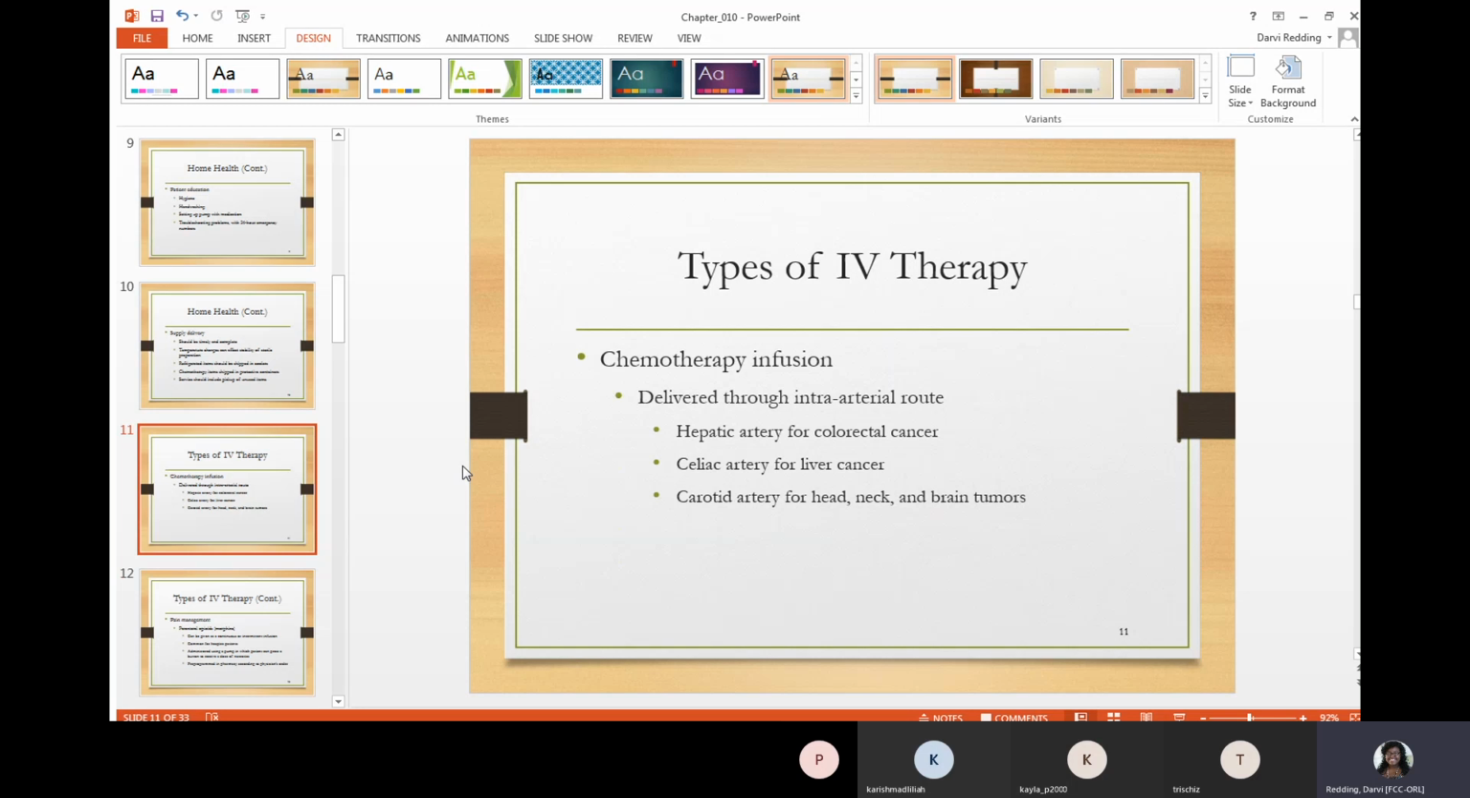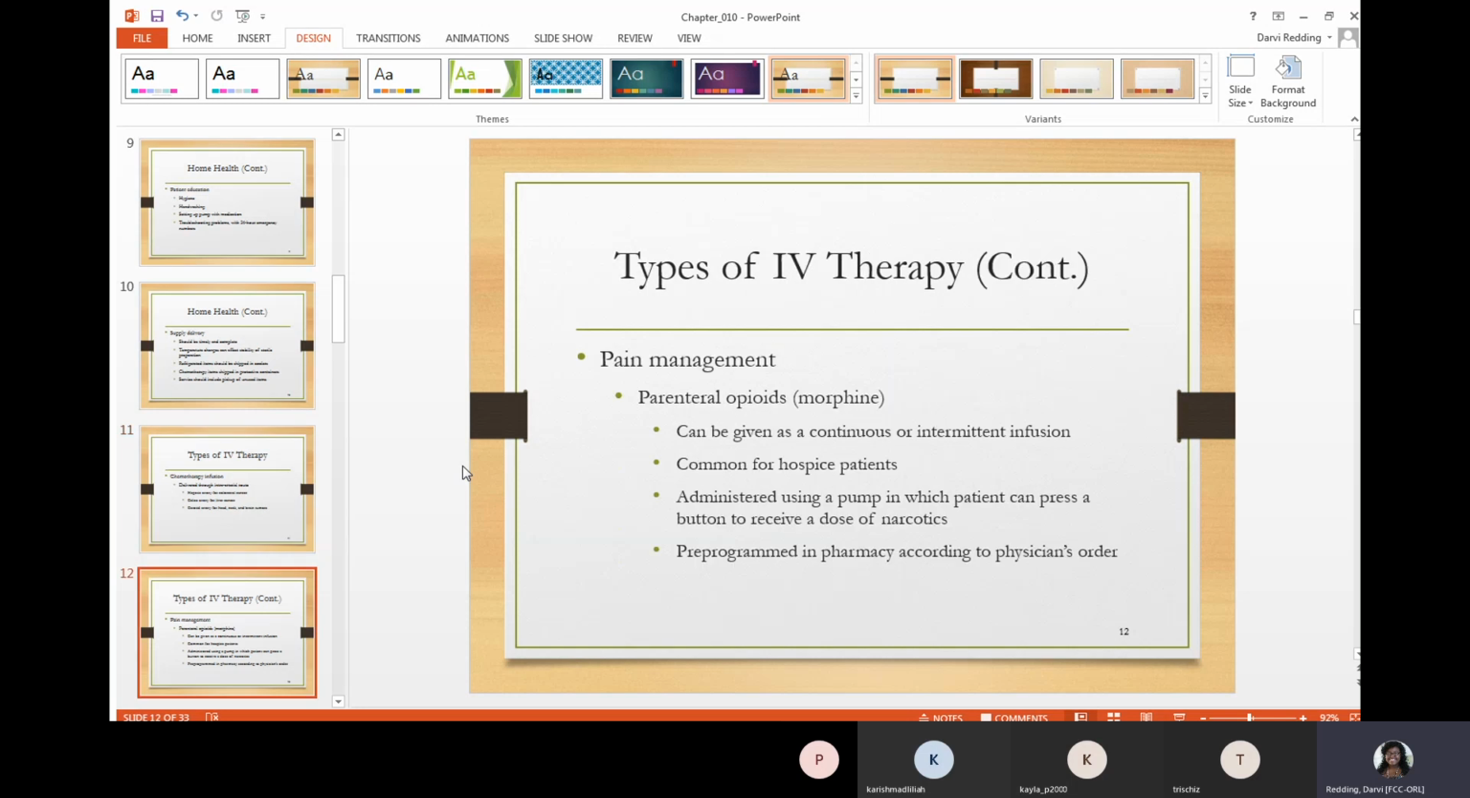Now, continuing learning about different types of IV therapy, you also have where people receive pain management. And so an example of pain management would be them receiving a parenteral opioid, better known as an example of morphine. And so with morphine, that's a controlled substance. And so with parenteral opioids, which all opioids are controlled substances, the pain management can be given as a continuous IV, or it can be like an intermittent infusion.